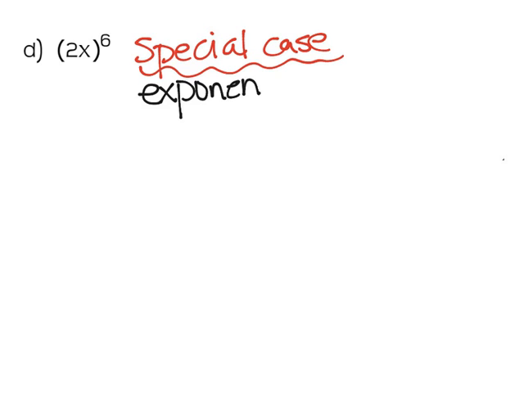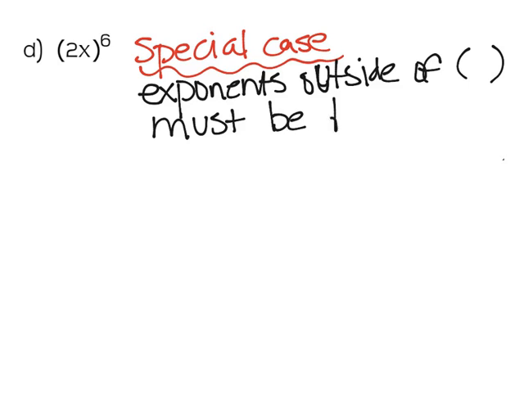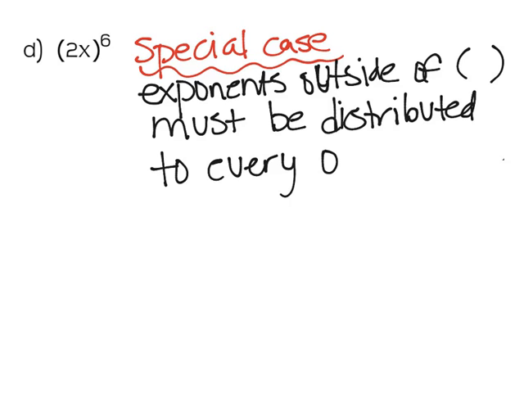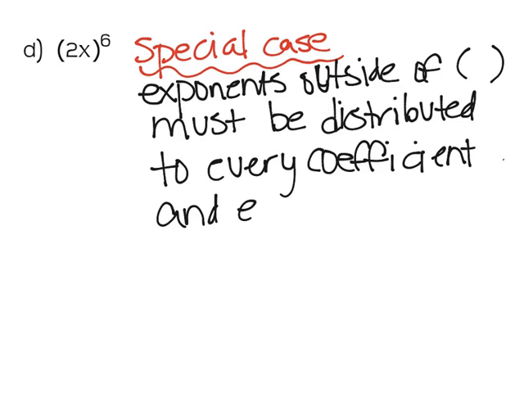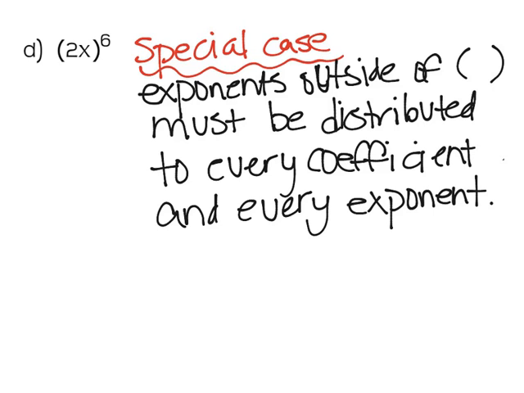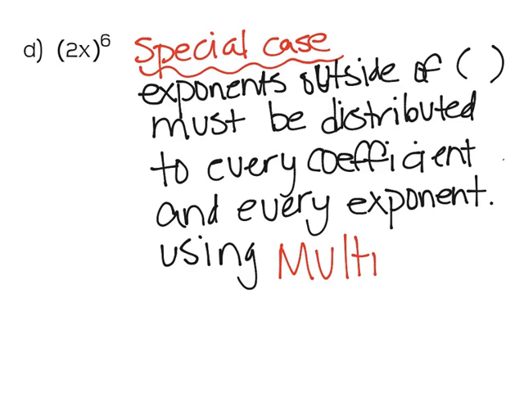Exponents outside of parentheses must be distributed to every coefficient and every exponent or power, using multiplication only.